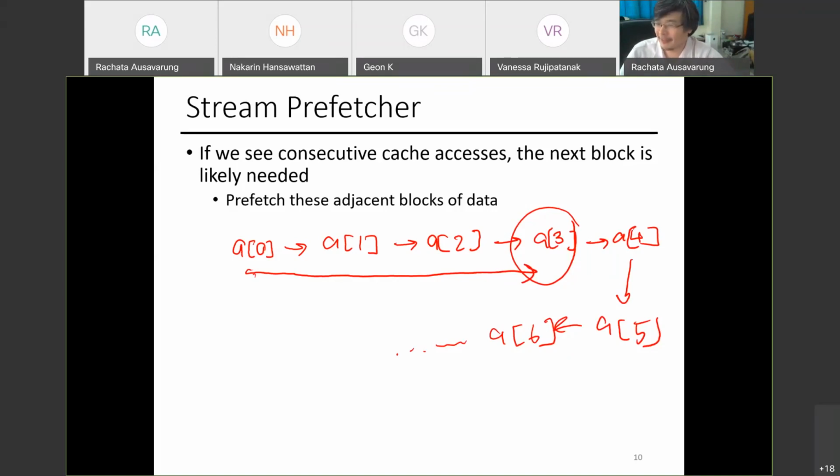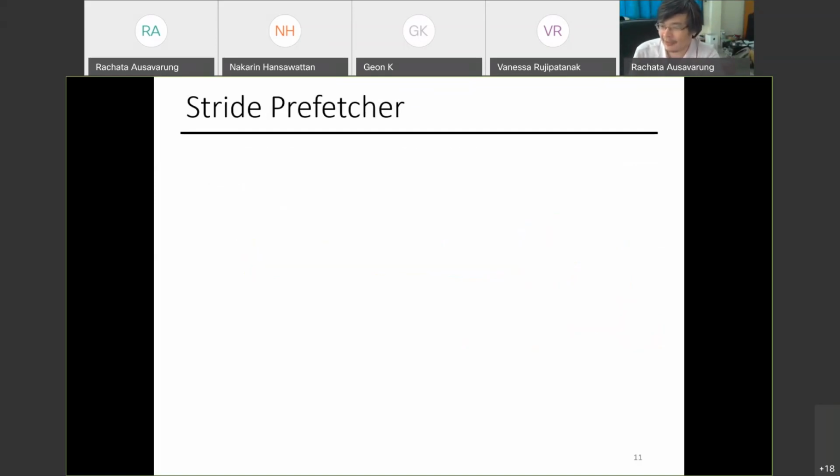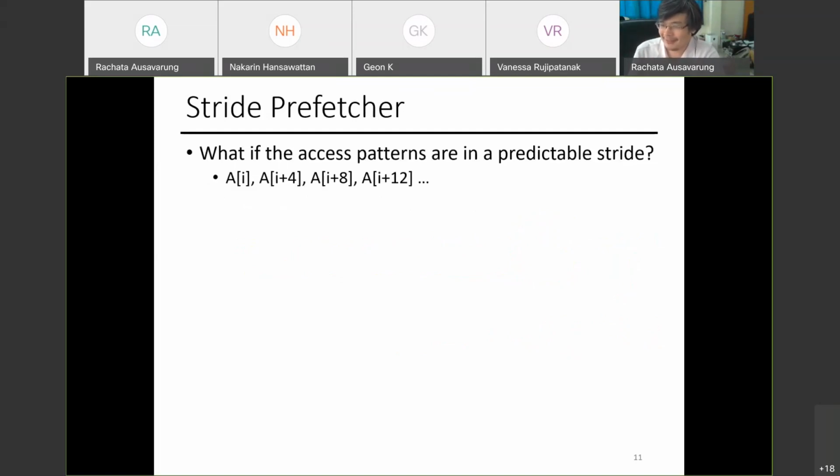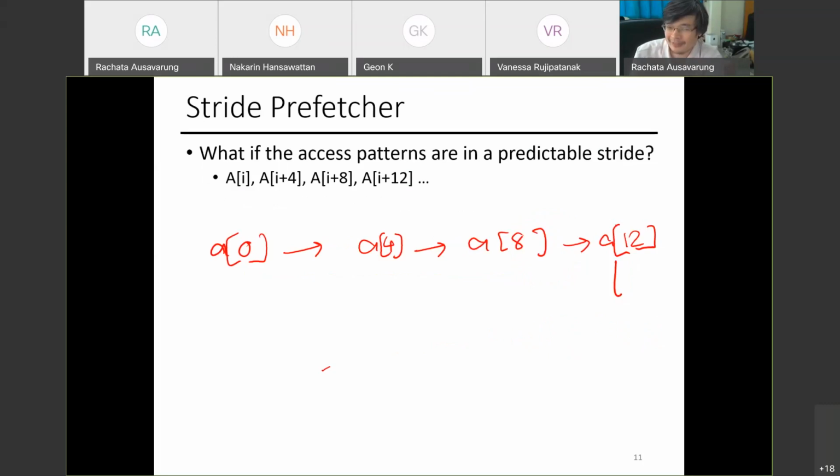What would be the best thing we can do here, given multiple different access patterns? Another pattern is called stride, right? Something like this. How often is this? You go to A0, followed by A4, followed by A8, right? Followed by A12, right? What's next? What will I access next? A16, followed by probably A20, right?